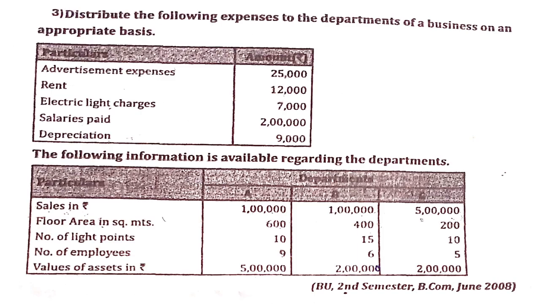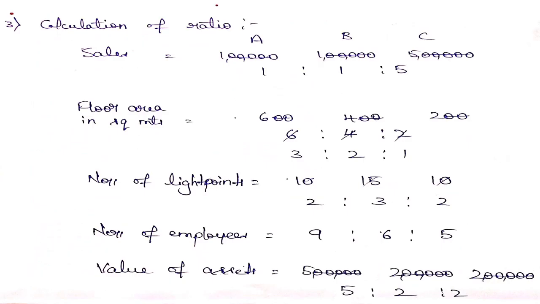So now let us move to the solution. Before distributing the expenses, it is better to calculate the ratio for all the bases. They have given the basis of allocation information, that is sales, area occupied, number of light points, number of employees and value of assets. For all this information, if you calculate the ratio, it will be better for the distribution of expenses.